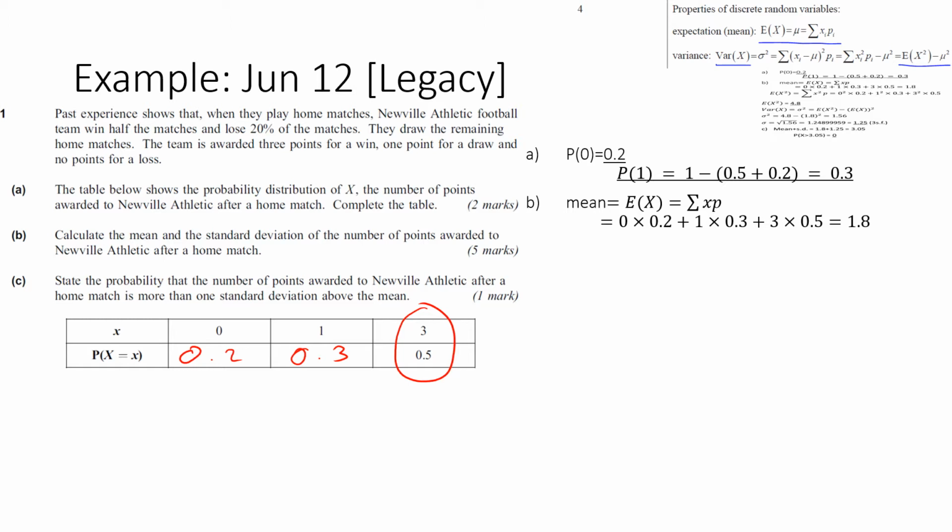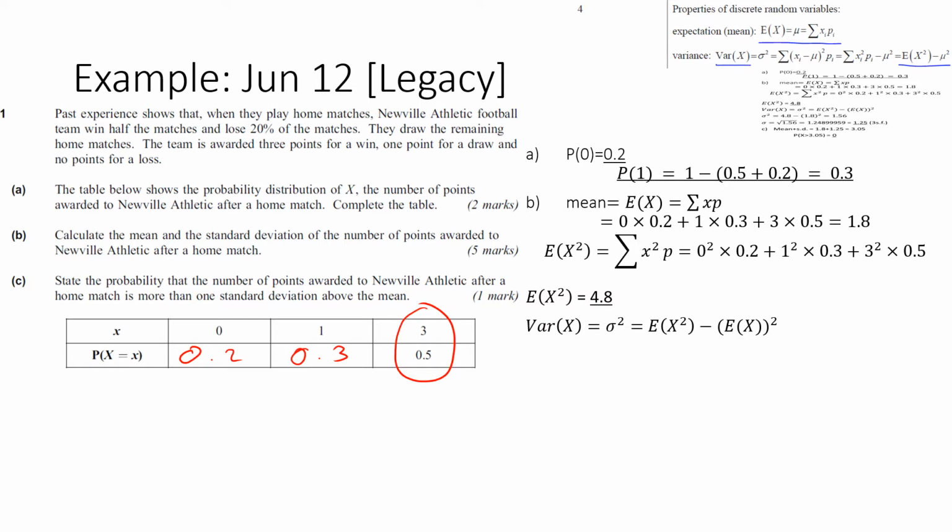Our need to know formula involves E of x squared, so we repeat this process but squaring x this time. So E of x squared, so 0 squared times 0.2 plus 1 squared times 0.3 plus 3 squared times 0.5. Make sure it is x squared. If you type that into your calculator, you get 4.8. Now that is not our variance. Our variance formula is another need to know. So we need to know E of x, we need to know E of x squared. We also need to know the variance formula.